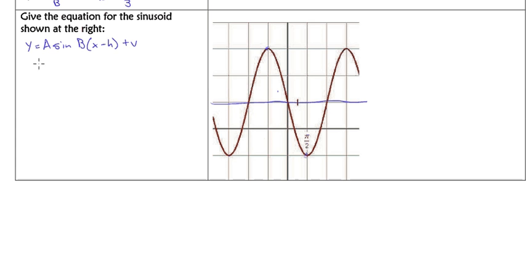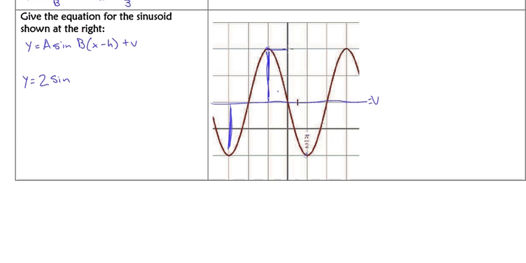Now that's our midline, so that'll be what our v value is, and that'll be at 1. But what's our a value? What's that amplitude going to be? So it looks like we're going up 2, and just to make sure, down 2. All right, so our a value is 2. So we got y equals 2 times the sine of, now b, that depends on our period.